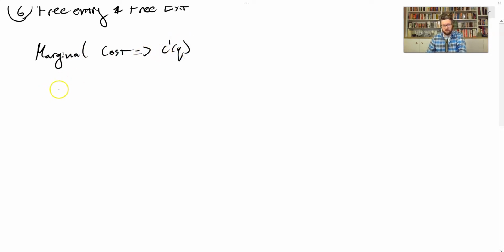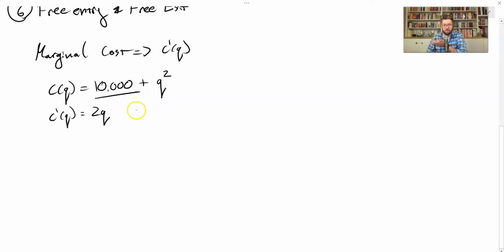What if your cost function is something like this? $10,000 to set up plus Q squared. All right, your marginal cost is 2Q, but your profit is going to need to clear at least 10,000, or else it's not going to make sense. So let's do a simple example. Suppose the price is 1, okay, and we have this profit function.